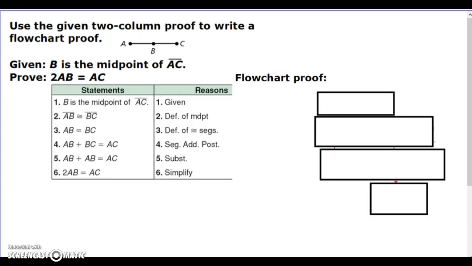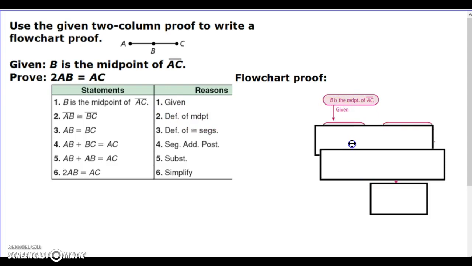Let's see if you can make a flowchart proof from a two-column proof that has been given. Okay, we have been given that B is the midpoint of AC. That's the given statement, right? B is the midpoint of AC, and the reasoning is it was given. That goes under the box. Okay, the next thing, segment AB is congruent to segment BC. Well, that's our definition of a midpoint. That flows straight from the given statement.